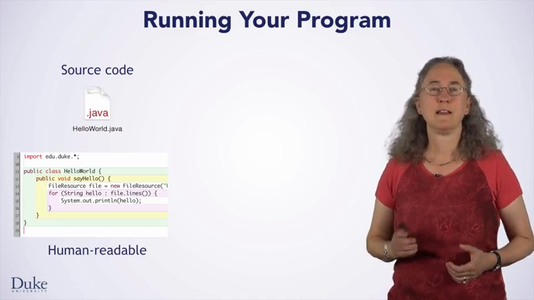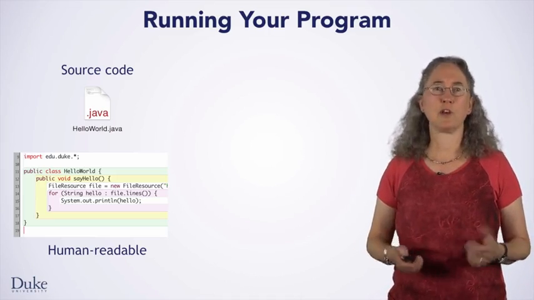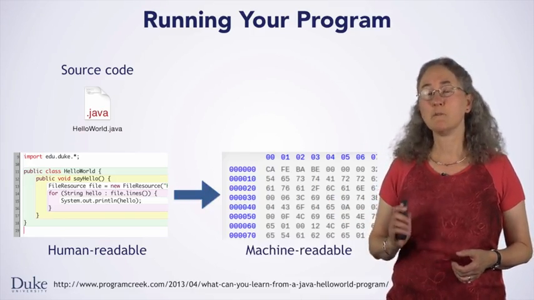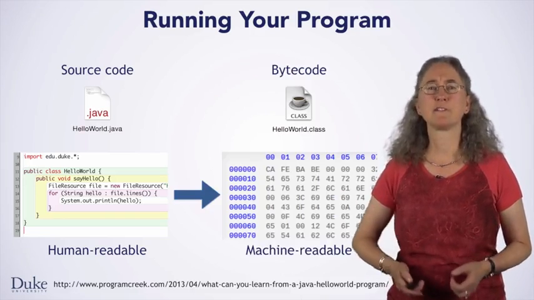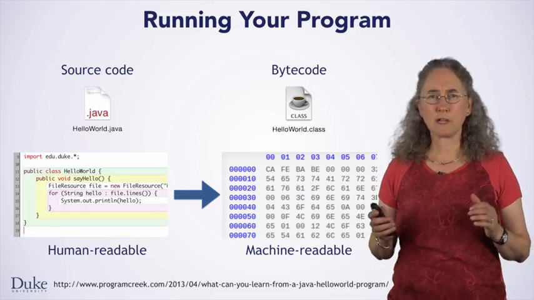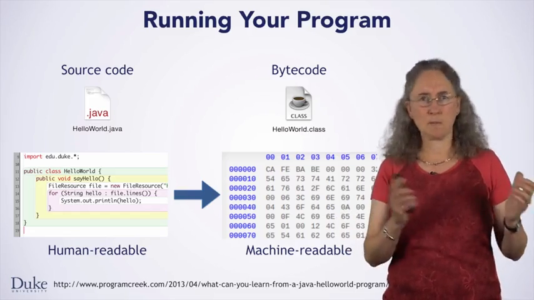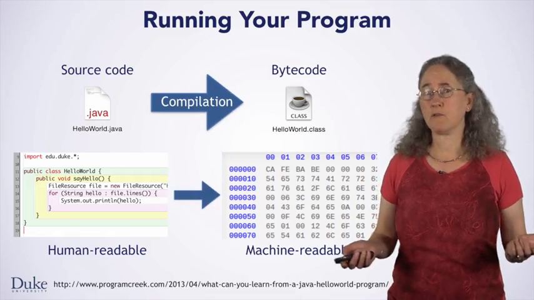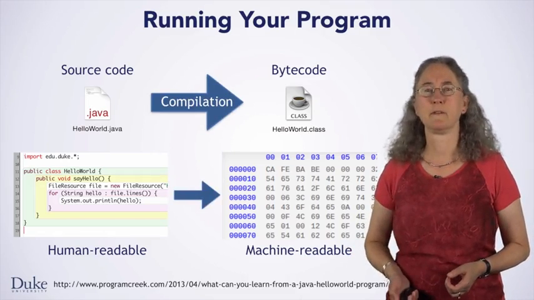Now, in order for the computer to run my program, my source code must be translated into low-level bytecode, which is machine-readable. Bytecode files have a .class file extension. This process of translating source code held inside classes into bytecode is called compilation. When you write Java programs, before you run your program, you will need to compile it.